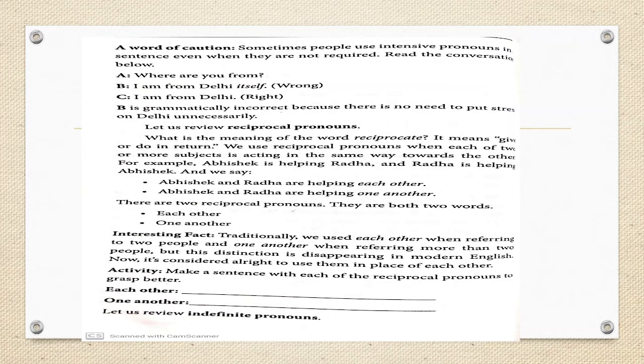So there are two reciprocal pronouns. They are both two words: each other and one another. Traditionally we use each other when referring to two people and one another when referring to more than two people. But the distinction is disappearing in modern English. Now it is considered alright to use them in place of each other.